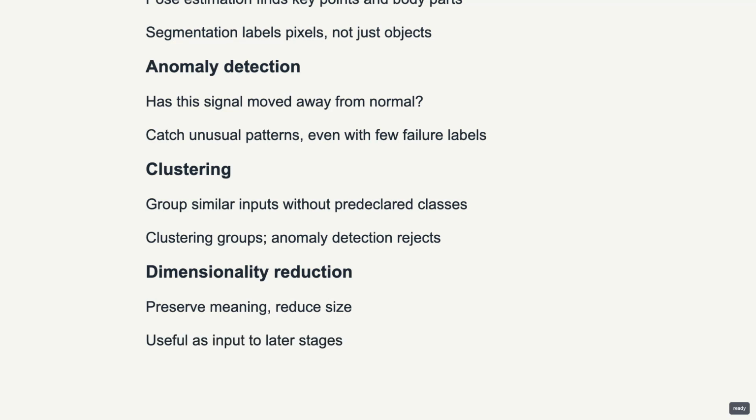This family is often part of the pipeline rather than the final goal. In a river system, a compact history of several sensors can make later classification or clustering more stable and efficient.